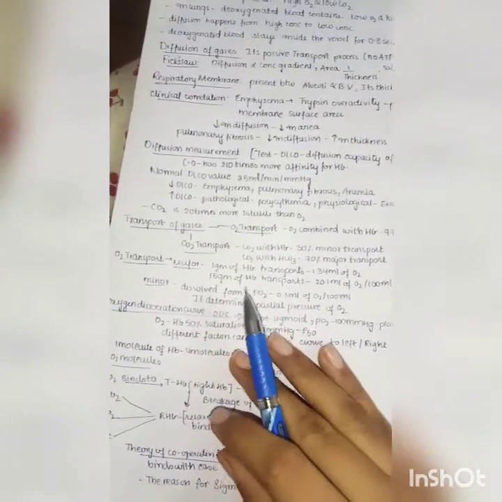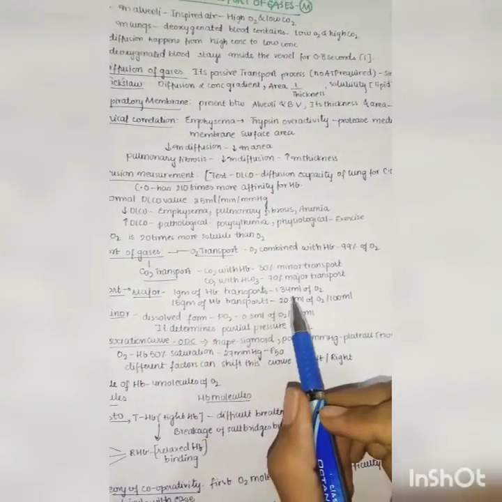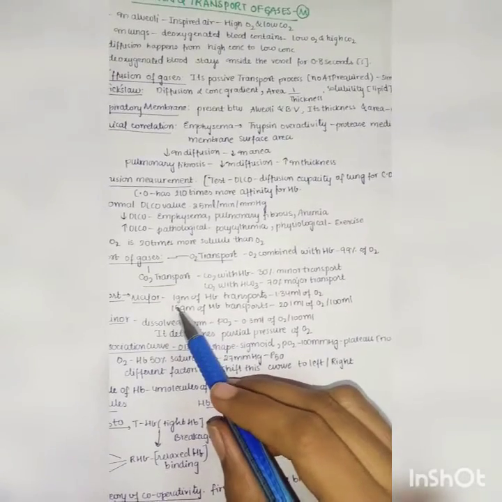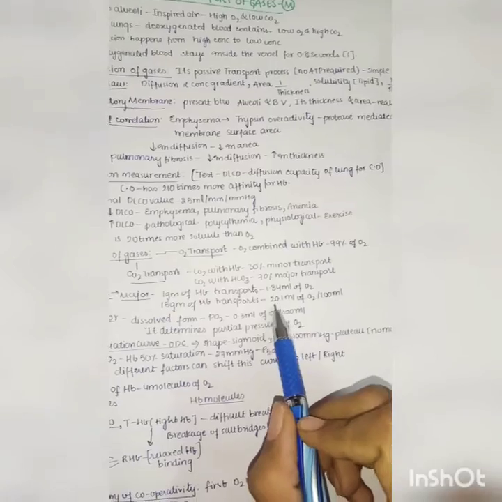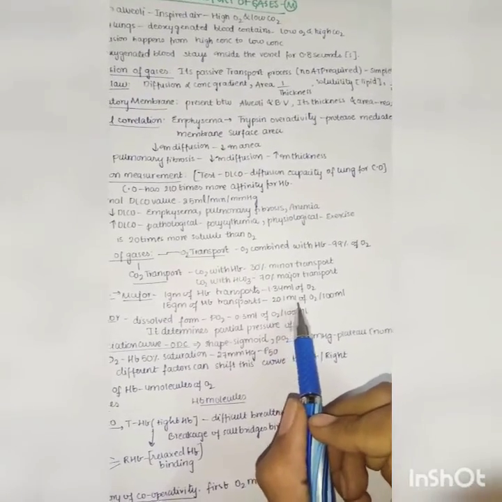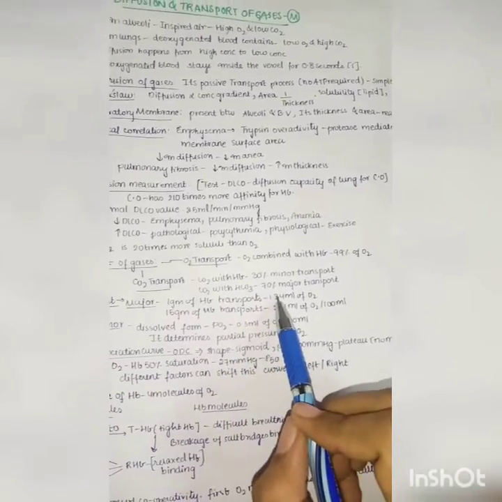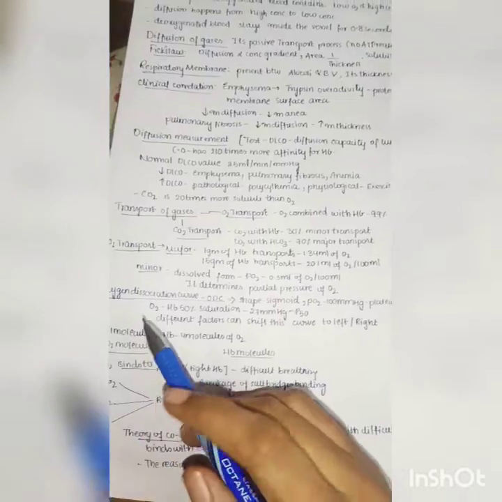In oxygen transport, 1 gram of hemoglobin transports 1.34 milliliter of oxygen, and 15 grams is a normal value, right? So for 15 grams of hemoglobin it transports about 20.1 milliliter of oxygen per 100 ml. So 1 gram transports 1.34, whereas 15 grams transport 20.1 ml of oxygen per 100 ml.